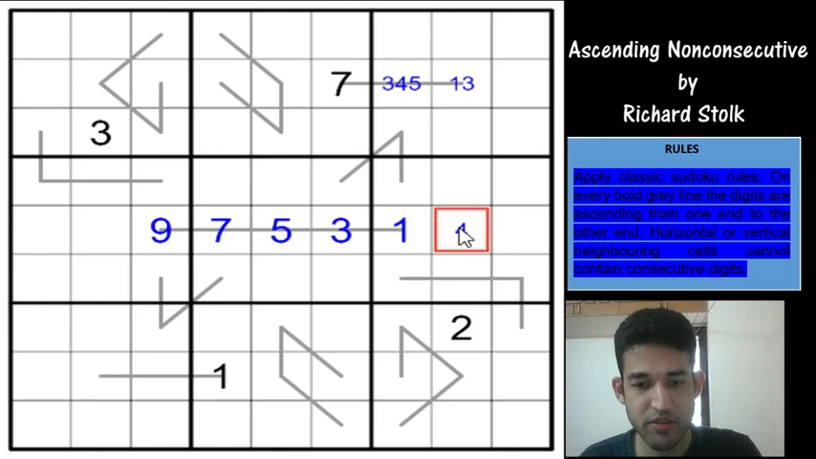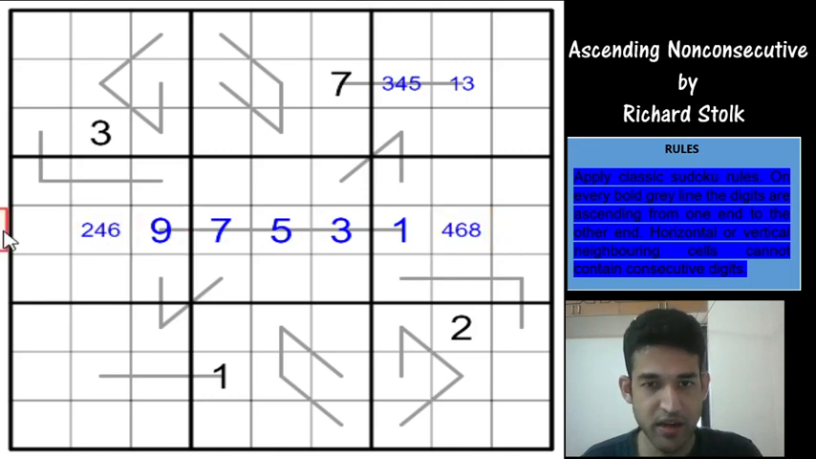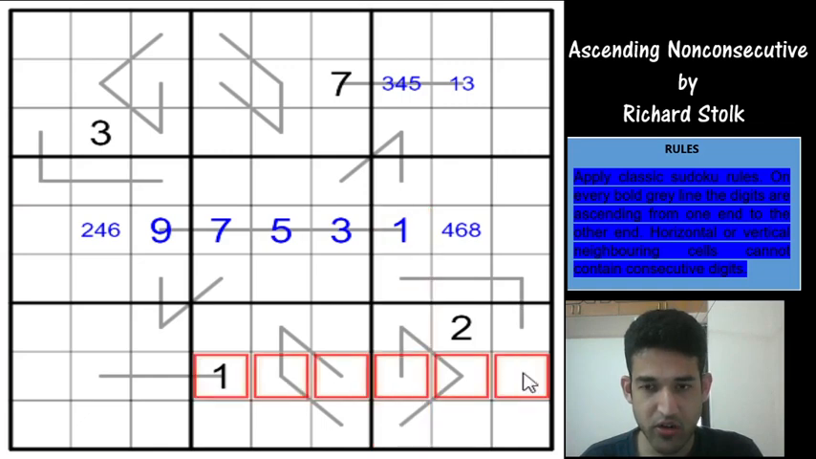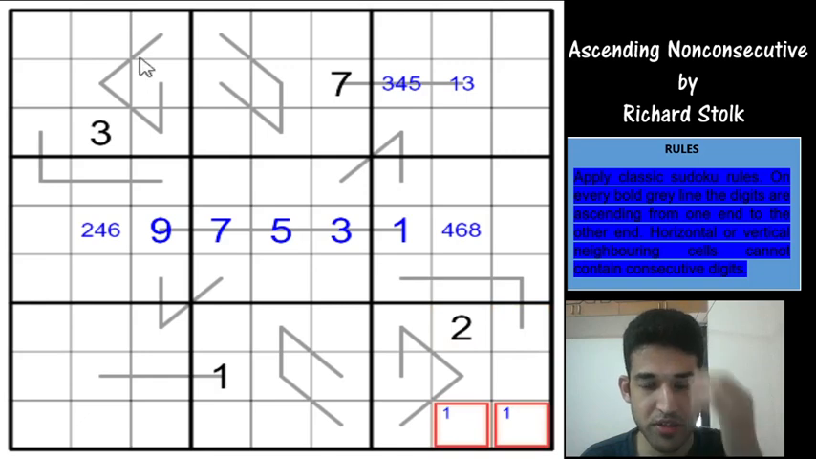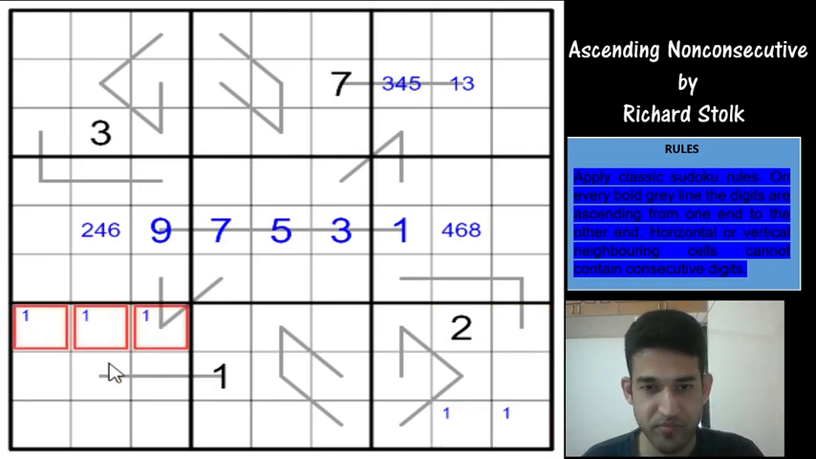So this has to be 4, 6, 8 and this has to be 2, 4, 6. 8 can't be there and both of these cells can take 4 possibilities. So let us continue now. So 1 is not in column 7, 1 is not in row 8, 1 cannot go here because these two cells are adjacent. So 1 goes here and 1 goes here.